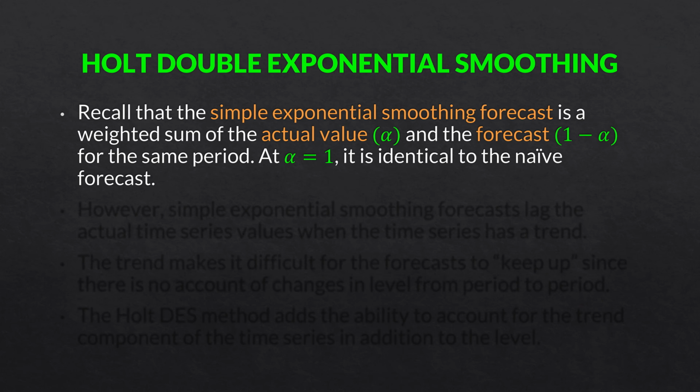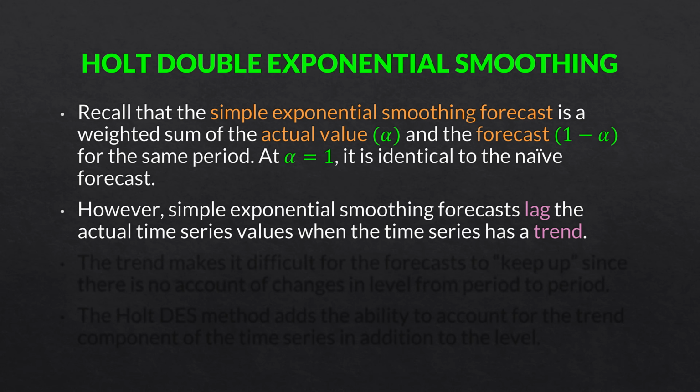Recall that the simple exponential smoothing forecast is a weighted sum of the actual value with a weight of alpha and the forecast value with a weight of 1 minus alpha for that same period. Now, a characteristic of simple exponential smoothing is that when alpha equals 1, it is identical to the naive forecast. So think about it. If alpha equals 1, we are placing all of the weight on the actual value, and then that actual value with all of the weight becomes the forecast for the next period. By definition, that is the naive forecast.